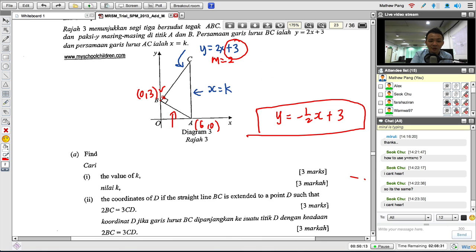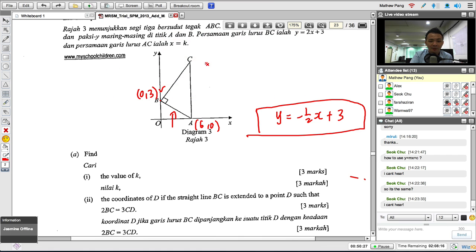Okay, so now, what's the meaning of extend? He said BC extended to D, it means I might extend it like this. This is the meaning of extend. Okay, so he said the coordinate of D, if the straight line BC is extended to D.